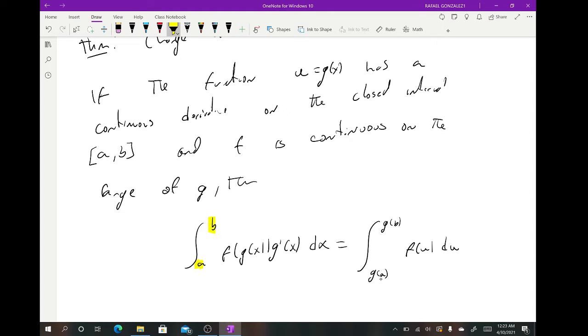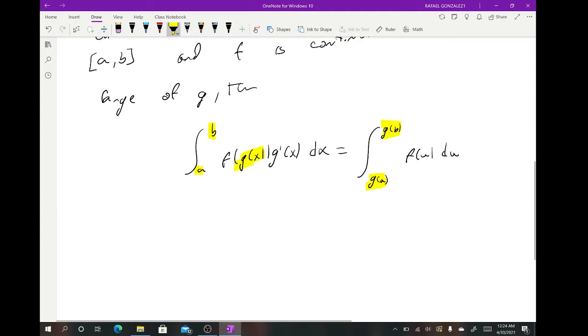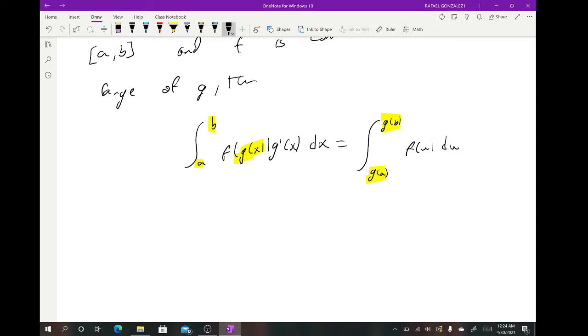So notice here that instead of using the original limits of integration, we are now evaluating them at the inner function. So we're changing the limits of integration. We are allowed to do this and then evaluate our function at u instead of at g.